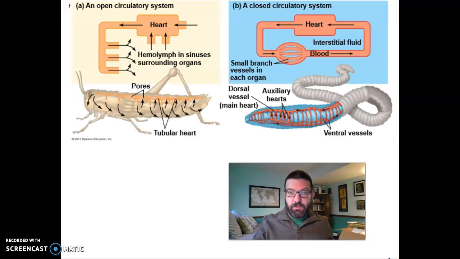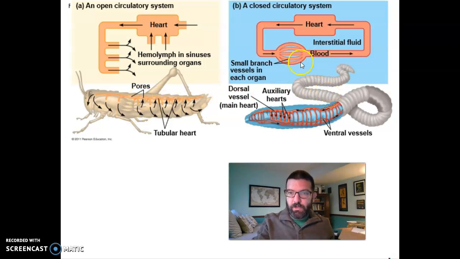For some organisms, that circulatory system is open, meaning there is no difference between blood and tissue fluid. It's all one thing. That's called hemolymph. For instance, insects can just pump that blood up through the heart and then out a series of vessels that just sort of dump the fluid all over the tissues.